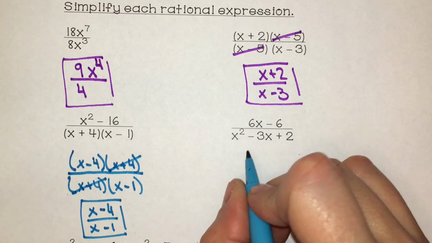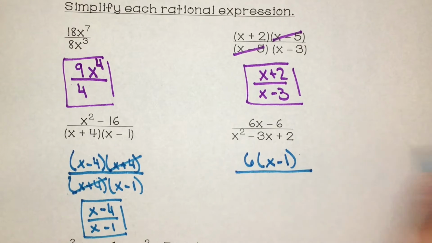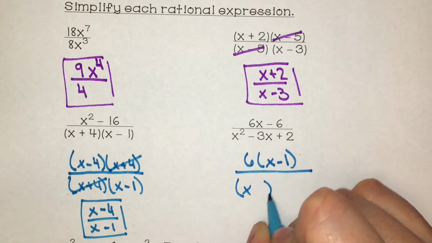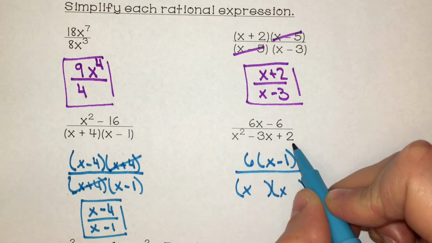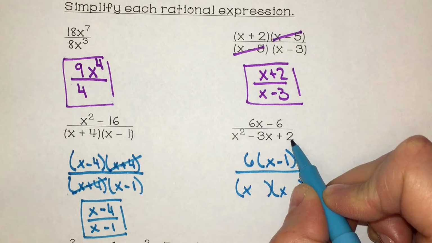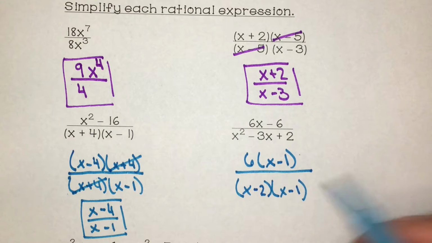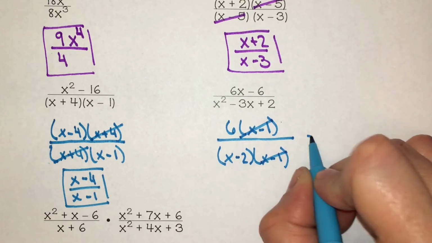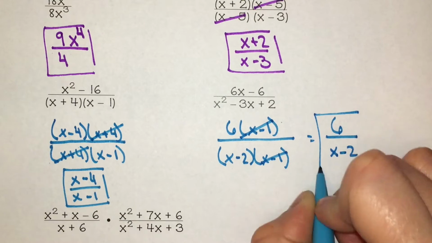All right, this one, I can factor a 6 out to get x minus 1. And on the bottom, okay, so I have to figure out what adds to equal negative 3, multiplies together to equal 2, which is negative 2 and negative 1. So my x minus 1's cancel out, and I'm left with 6 over x minus 2.